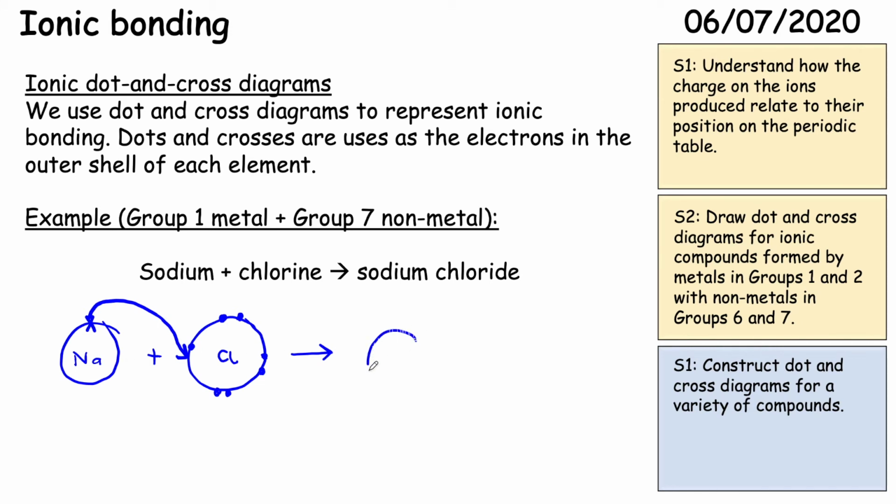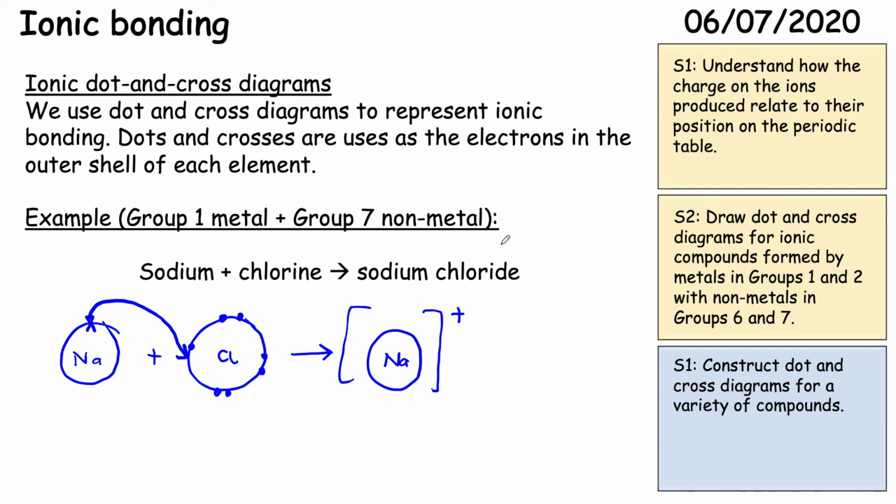Sodium has lost an electron, so there's no more electrons in that shell. So we just leave it like that. And because it's lost an electron, it's become positive by 1. So we just do brackets to show the charge, and then we put the charge outside the brackets. And this tells me that this sodium has lost 1 electron.